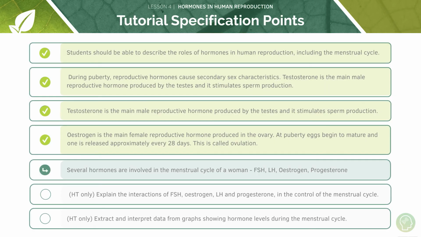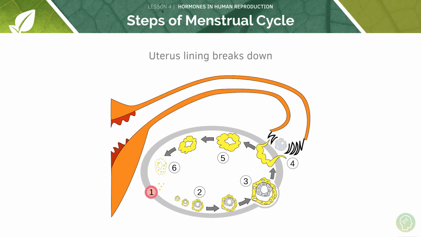Now, several hormones are involved in the menstrual cycle of a woman: FSH, LH, estrogen, and progesterone. We'll look at this in more detail. Don't worry if this sounds a little foreign to you. We're going to approach this by going through the steps of the menstrual cycle and relating each step back to the hormone involved. Hopefully this will make it as clear as possible for you.